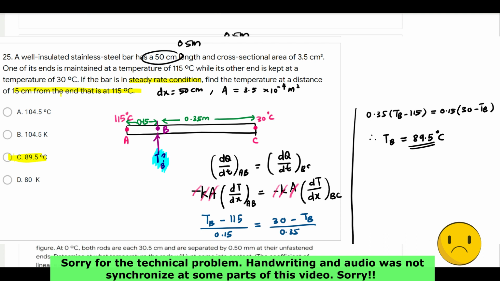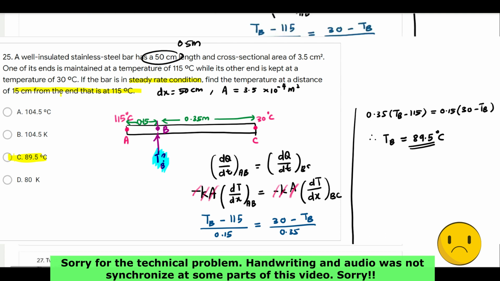And then next, we have question 26. Alright, now question number 26. So let's try to answer this question. We have two metal rods, brass and copper, clamped together on both ends as shown in the figure. At 0 degrees Celsius, both rods are each 30.5 centimeter.